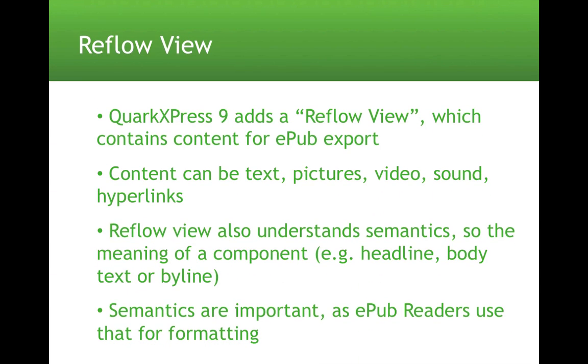QuarkXPress 9 adds something that we call the reflow view, and that's where the content for your ePub or for your ebook is in there that we then export in the ePub format. Content can be anything. Typically it will be text. Of course, you can add pictures, you can add video and sound and hyperlinks.